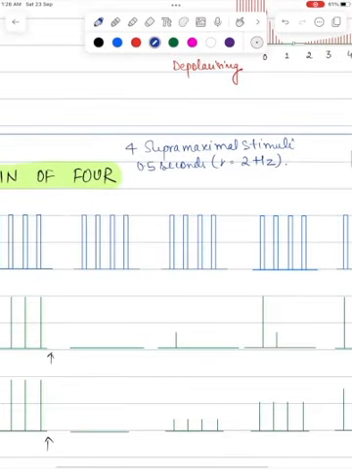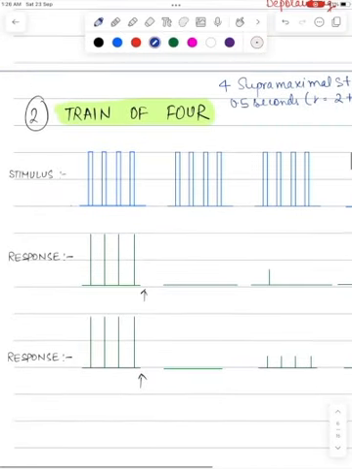Each stimulus is going to cause the muscle to contract, right? So as you can see here, the first panel shows the control values. So this shows the stimulus. Now you can see there are 4 stimuli in the train of 4 stimulation. Each stimulus is a supramaximal stimulus. It lasts for around 0.2 milliseconds, and the duration between 2 successive stimuli is around half a second or 0.5 seconds.